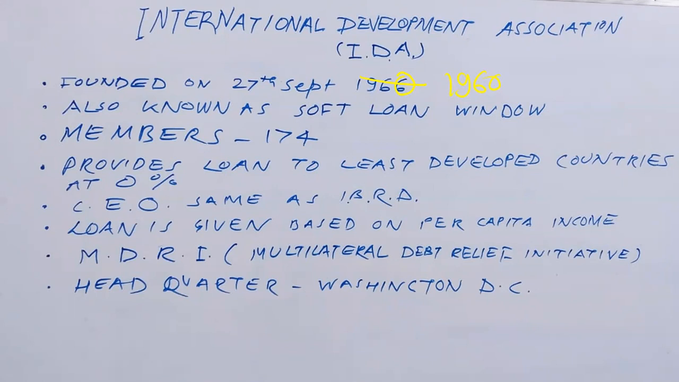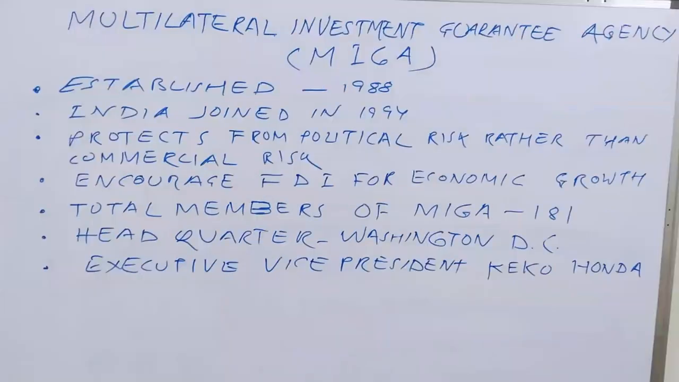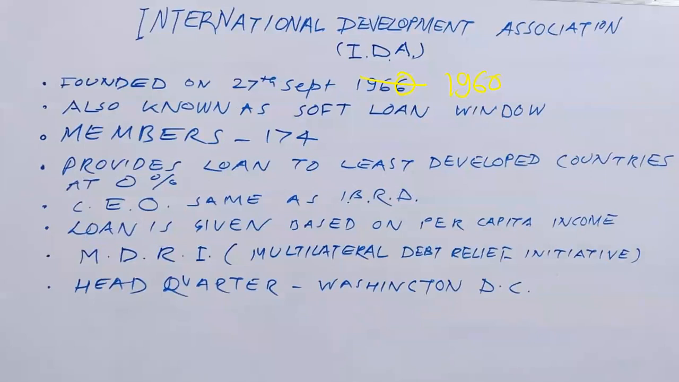Then it provides the loan on the basis of per capita income. And one important full form I got, so I have added, that is MDRI, Multilateral Debt Relief Initiative, and headquarter is Washington DC. I hope this is clear. Remember the date 27 September 1960 on which it was founded.